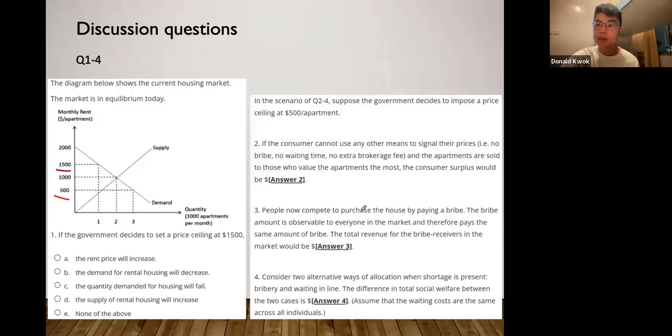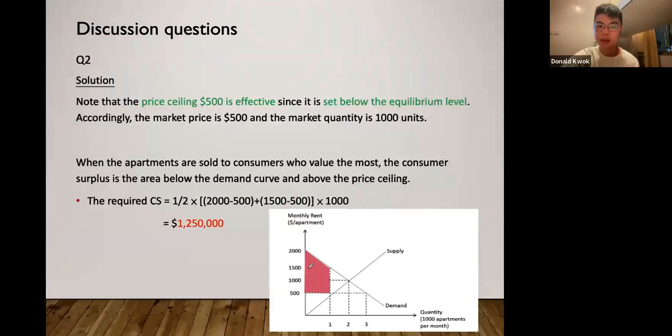Remember, what matters is the rectangle in the middle. If the allocation method is allocated to those who value the apartment the most, then the rectangle in the middle here will be captured as part of the consumer surplus. This is why we have the whole pink trapezium here as the consumer surplus. The area of a trapezium can be calculated as: upper base plus the lower base, times height, divided by 2, and we have the required consumer surplus to be 1,250,000.